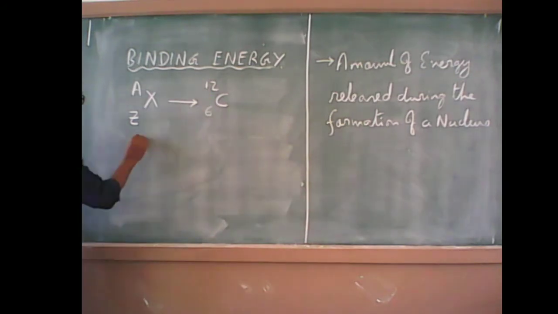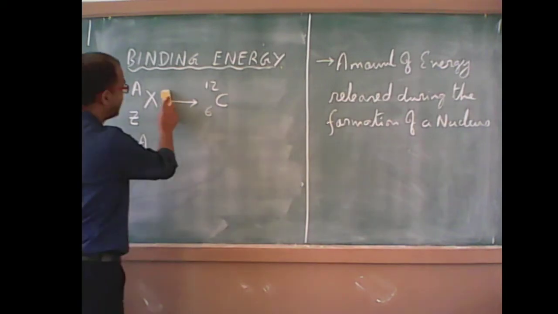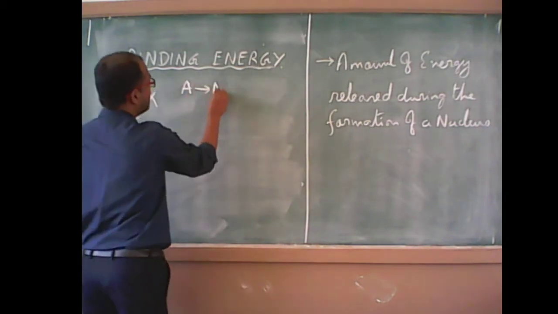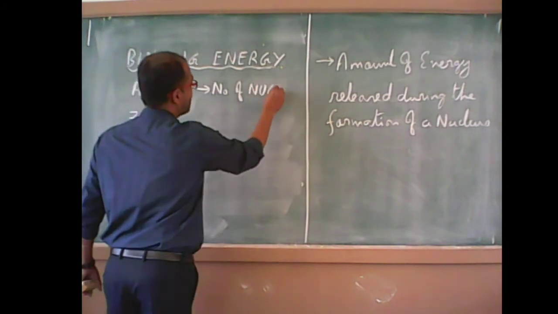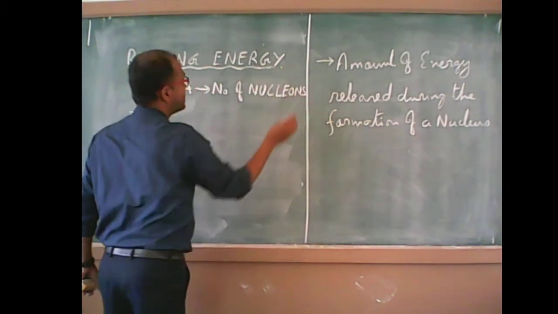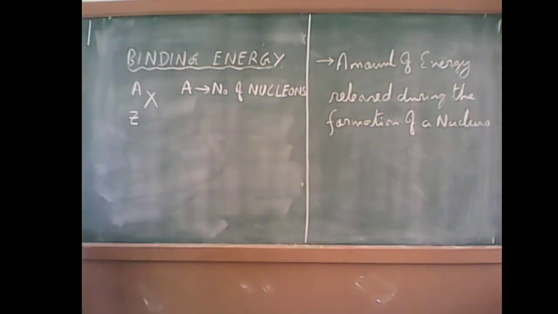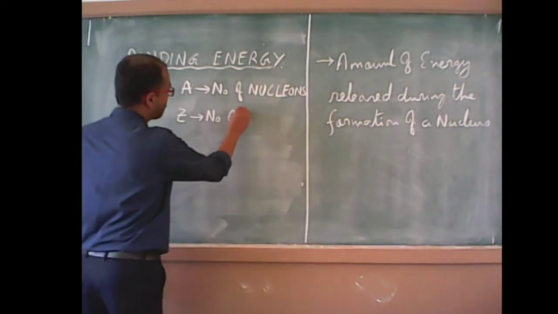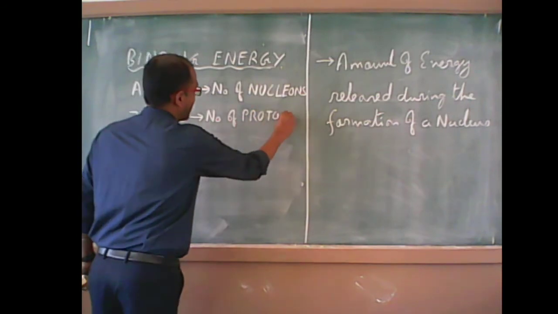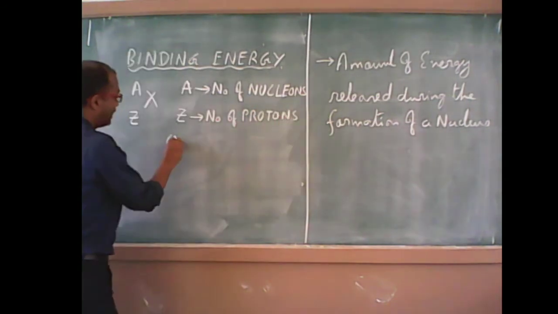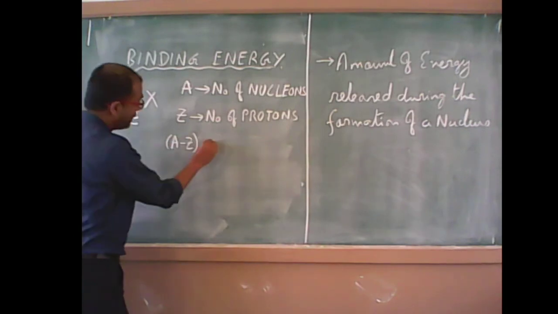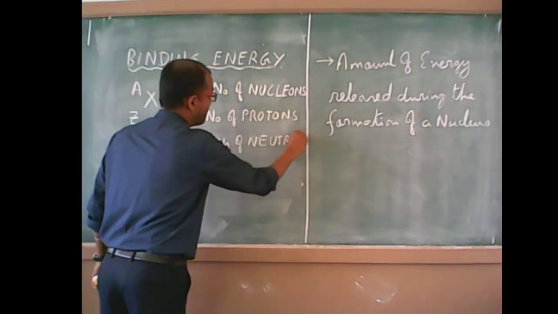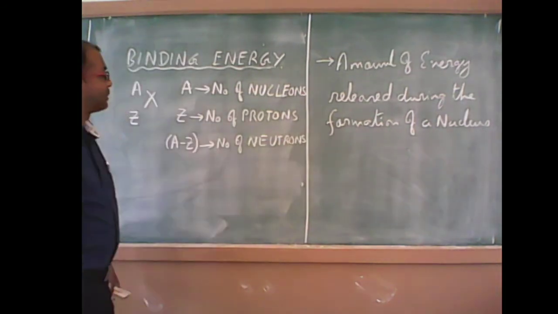So here, for this nucleus ^A X_Z, let me write it here, A is the total number of nucleons in the nucleus. That means the total number of protons and neutrons in the nucleus. Z is the atomic number, which means it's the total number of protons inside the nucleus. So from this we can find that A minus Z will be the number of neutrons inside the nucleus. So can we find an expression for the binding energy of this nucleus?